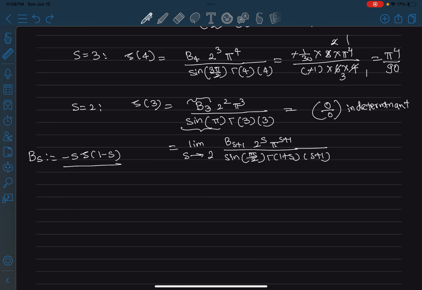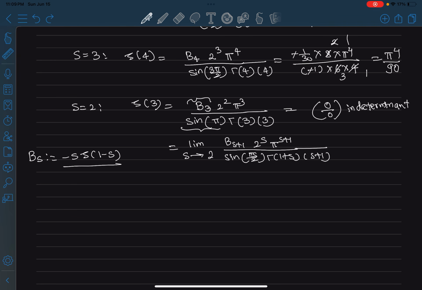Like, if we had, let's say, any other analytic expression, then maybe we could have taken the derivative of the numerator and denominator, and then we would be able to substitute the value and then find zeta of 3, right? So that's what my opinion is about.